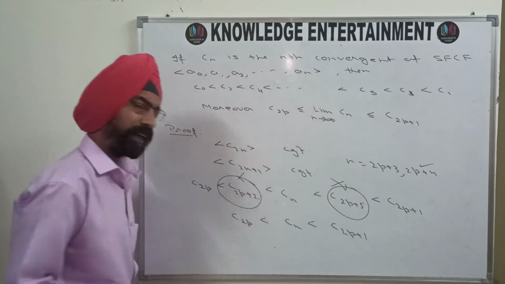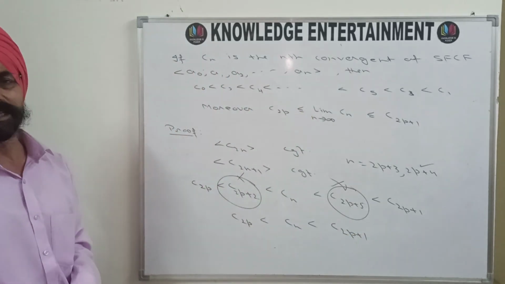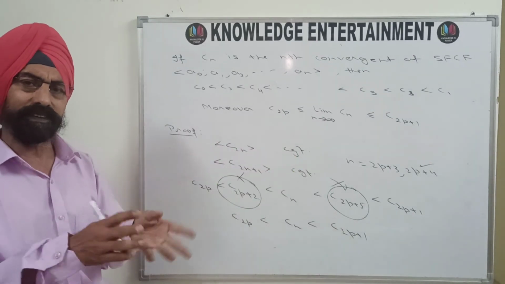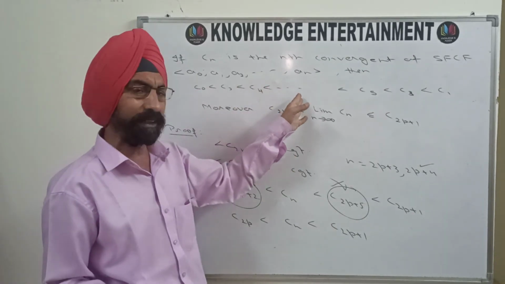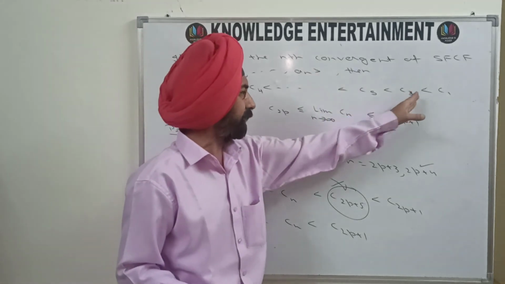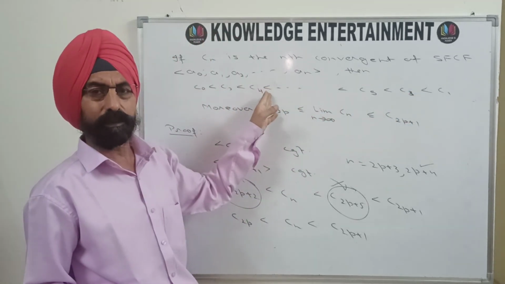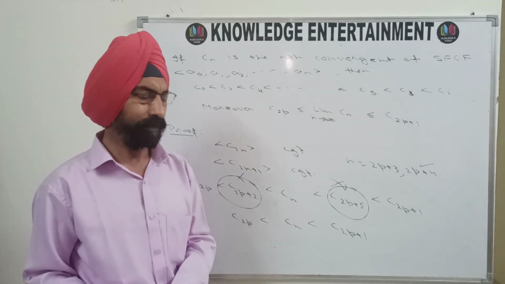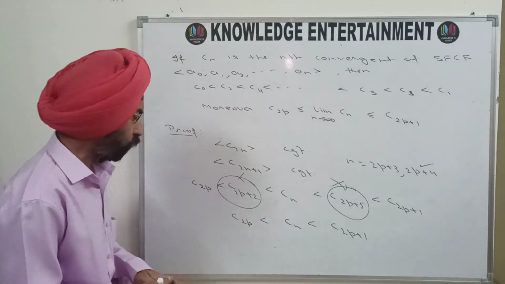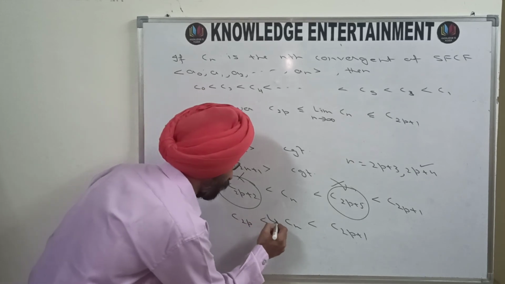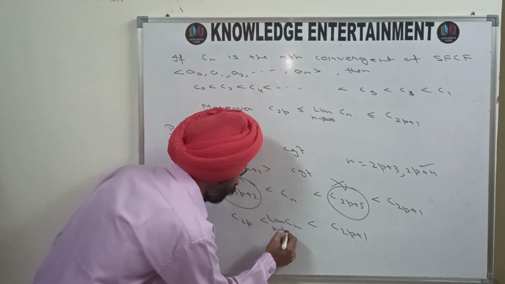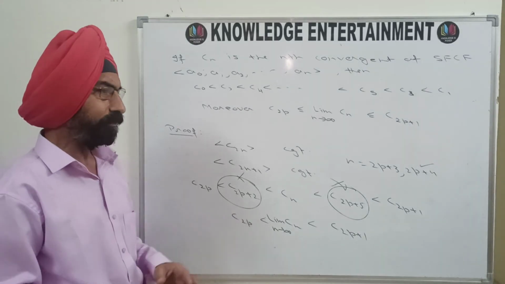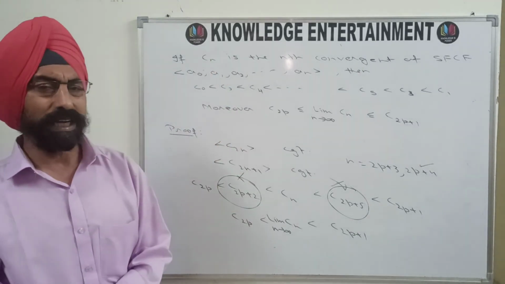And now taking the limit as n approaches infinity, since both even and odd are convergent and they are converging to the same point, as one is increasing and bounded above by the odd, and the odd is monotonically decreasing and bounded by the even convergent, their point of convergence will be the same. So applying the limit now, what you are going to get is that C2p is less than the limit as n approaches infinity of Cn, which is less than C2p plus 1. So this is how to prove this theorem.